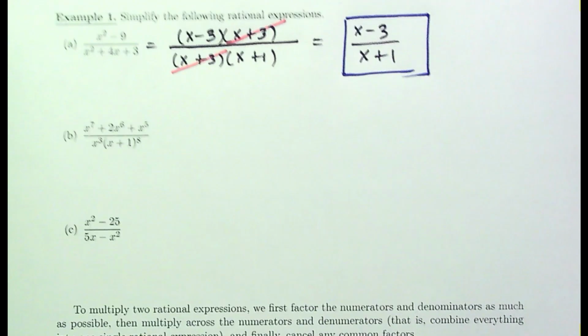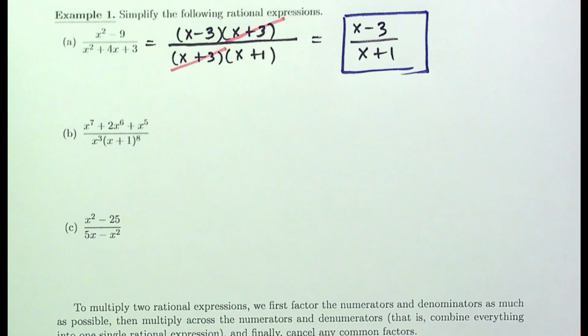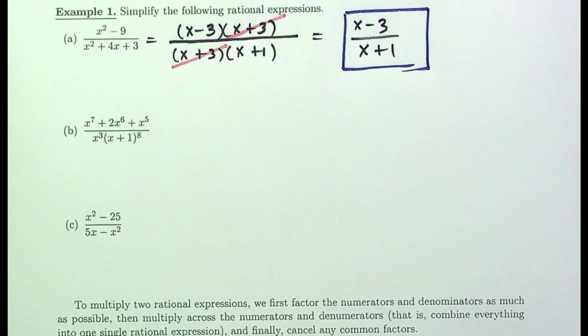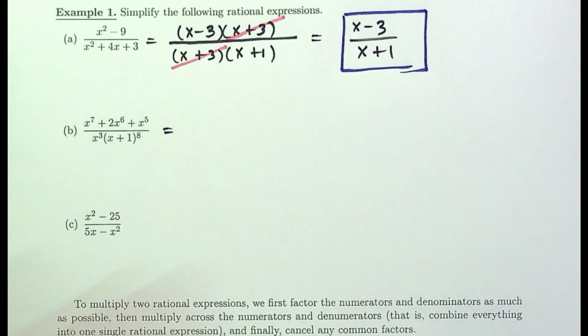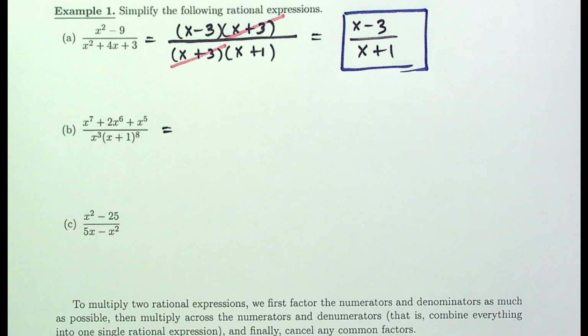All right, let's simplify the next one. x to the 7 plus 2x to the 6 plus x to the 5, all that over x cubed times (x plus 1) to the 8th. Again, just factor the top and the bottom as much as possible. In this case, the bottom is already factored, so we don't have to do anything to the bottom. So let's factor the top.